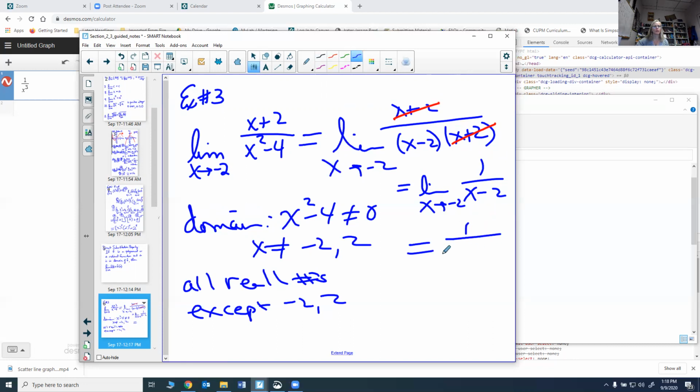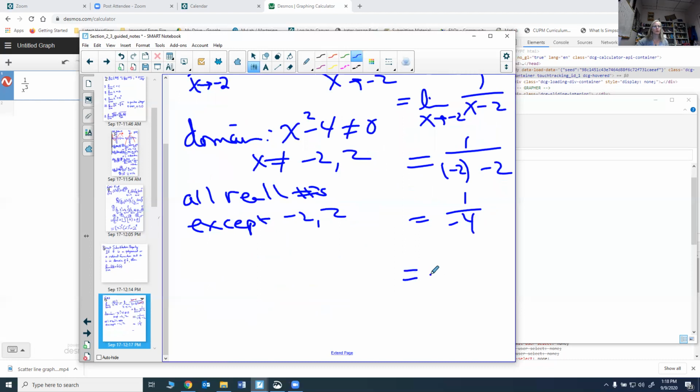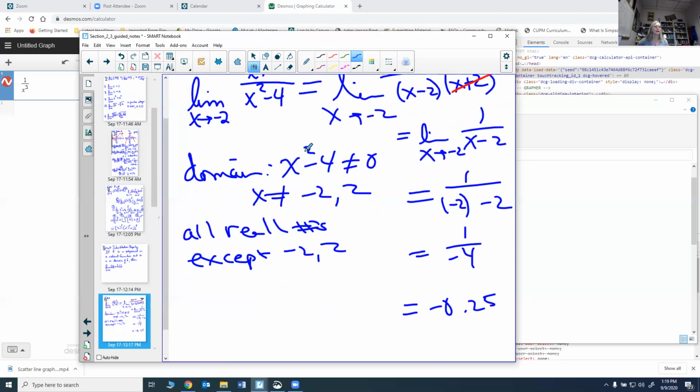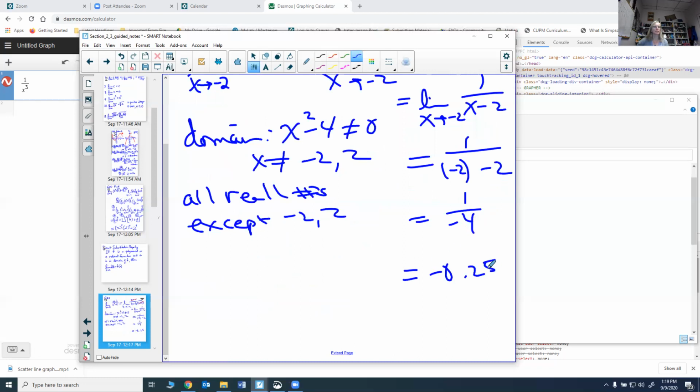So we get 1 over -2 minus 2, and that gives me 1 over -4. And by the way, 1 over -4 is -0.25. We did this one numerically in a previous video and graphically, and now we can see algebraically what exactly it's equal to.